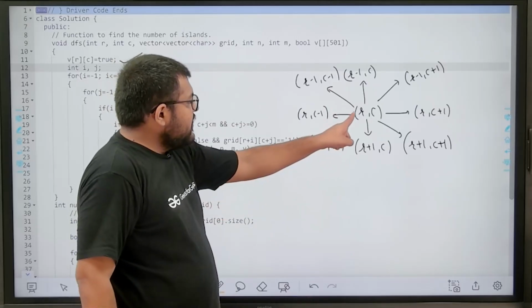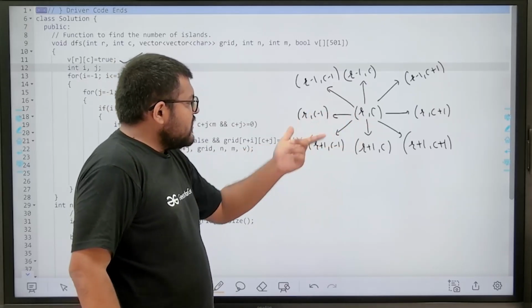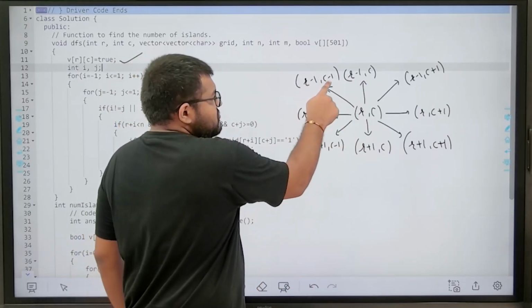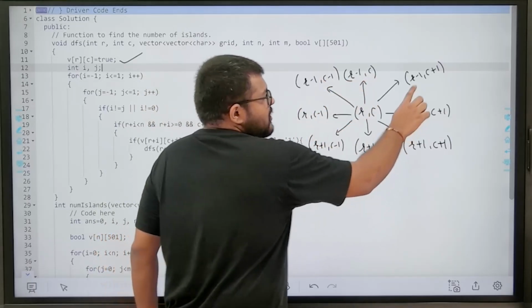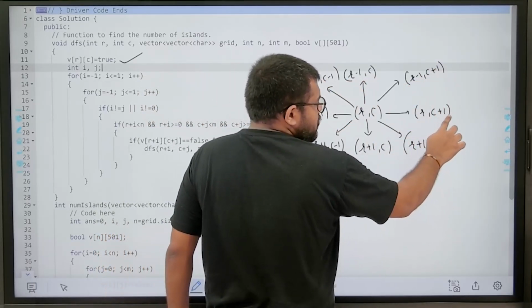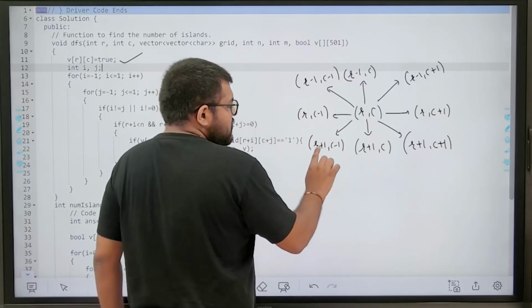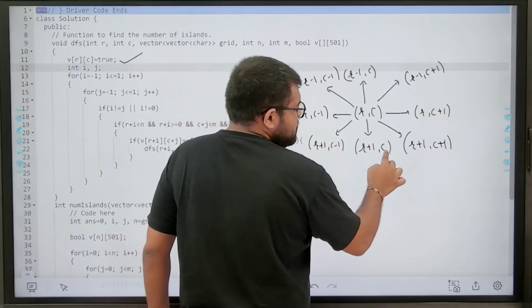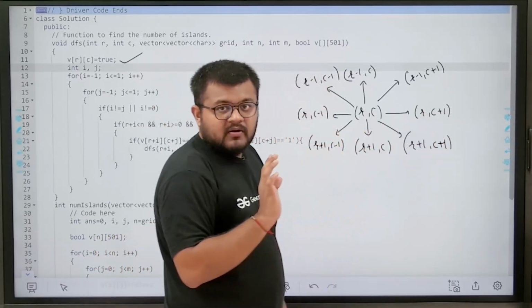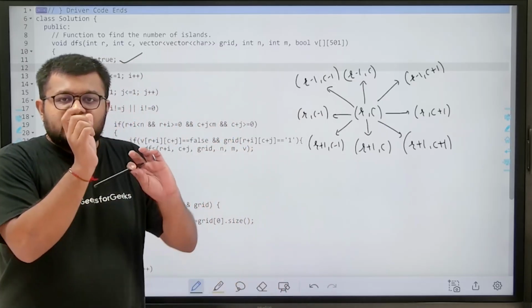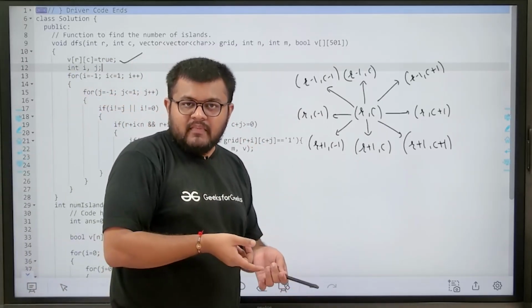So basically, in R and C, what am I adding? I am adding -1 -1, -1 0, -1 plus 1, 0 plus 1, 0 minus 1, plus 1 minus 1, plus 1 0, and plus 1 plus 1. So basically all the combinations of 0, 1 and -1 I am adding, right?